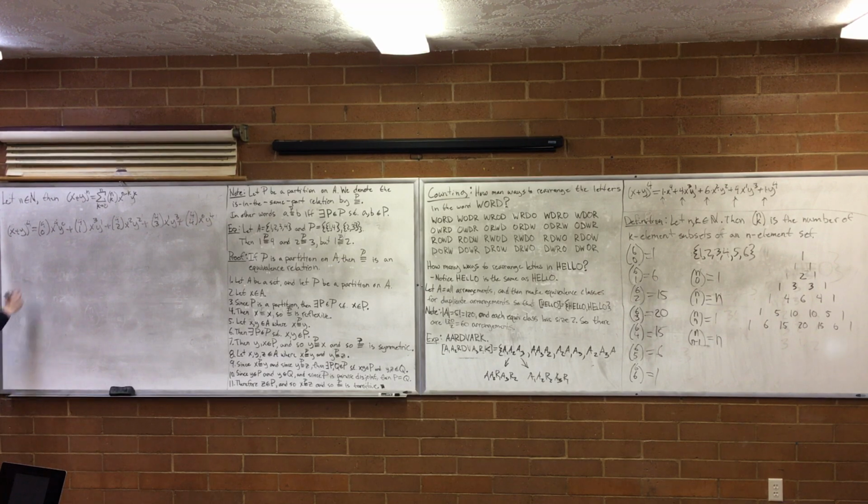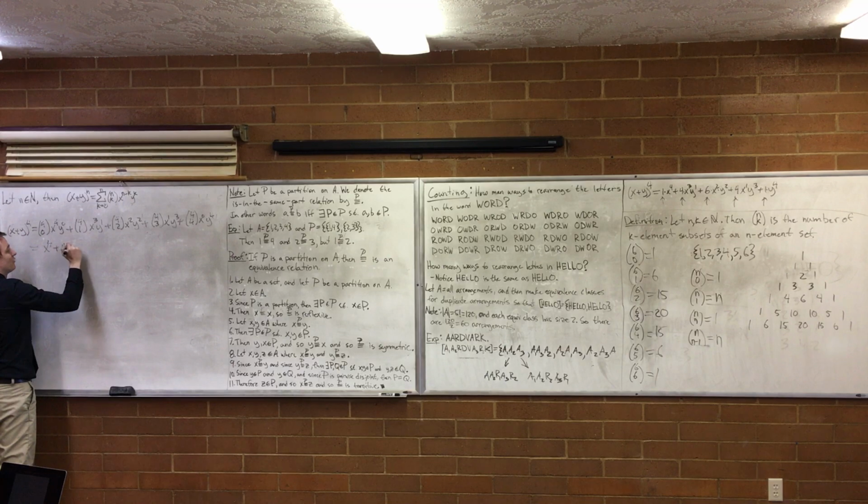Simplify the expression. What's 4 choose 0? 1. What's y to the 0? 1. So 1 times x to the 4 is just x to the 4. Plus, what's 4 choose 1? 4. So 4 x cubed y to the 1.